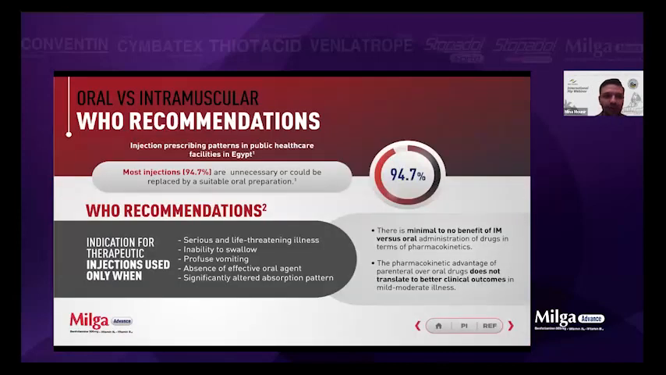The WHO recommended injections of vitamins, of multivitamins, only for patients who have an inability to swallow, who have vomiting, or in cases of serious and life-threatening illness. So Melga Advance you can use as an alternative to the injections of vitamin B1.